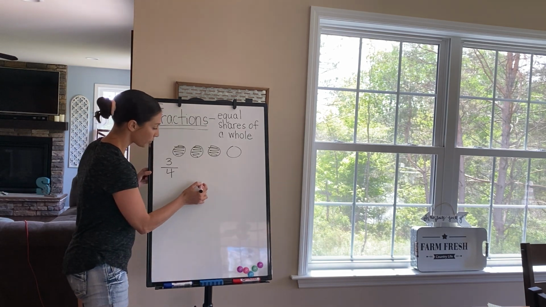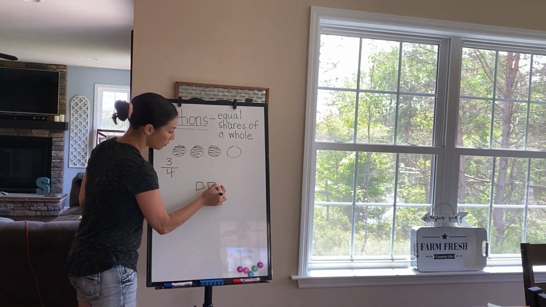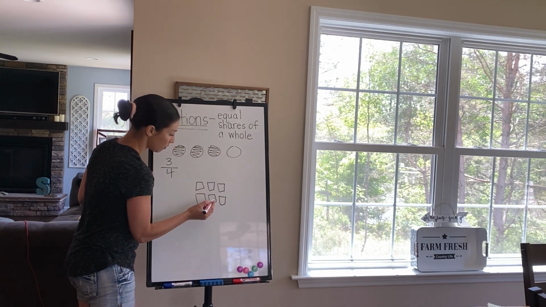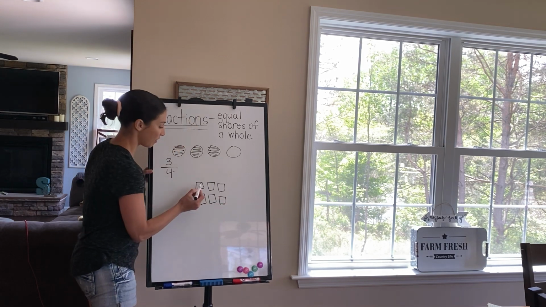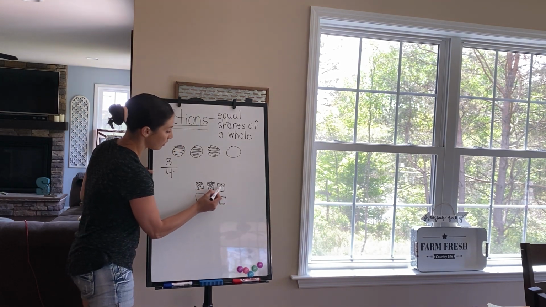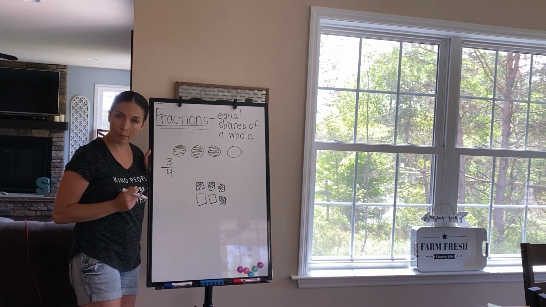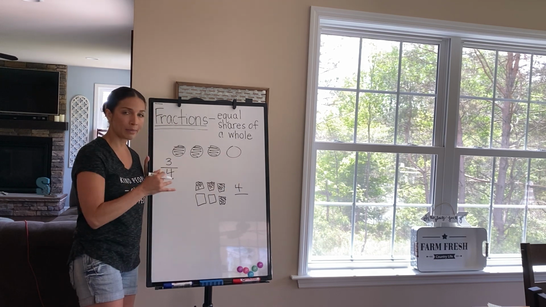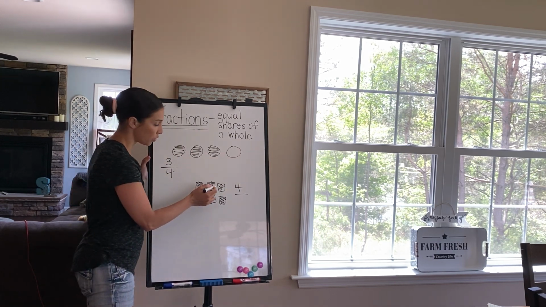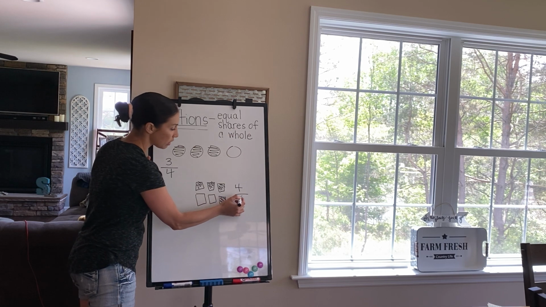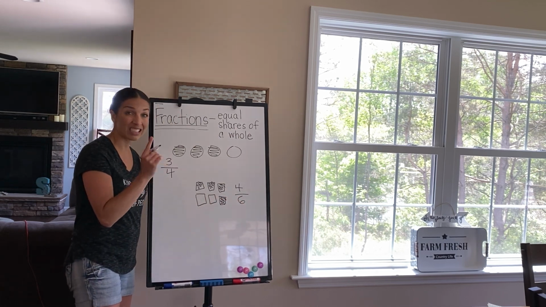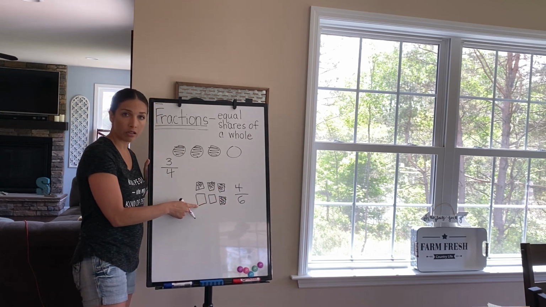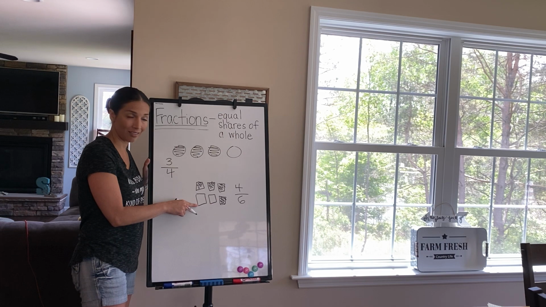How about this one? All right, so how many are shaded? 4. Over how many total squares are there? 1, 2, 3, 4, 5, 6. So the answer would be 4/6. Remember 6th grade? Sixths. 4/6 are shaded. 4/6 of the squares are shaded, okay?